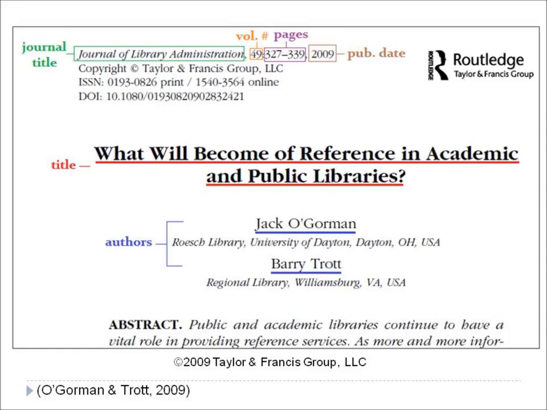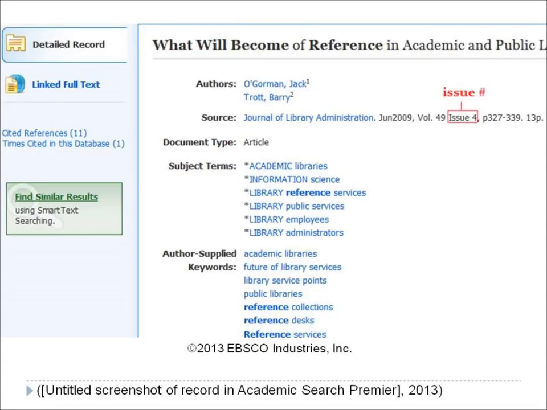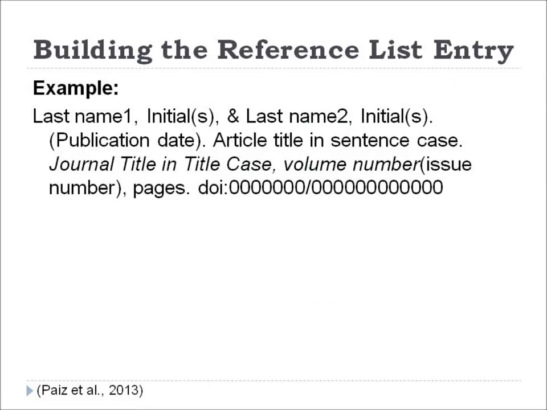the other information. If you cannot find all necessary information in the article, you can also look in the database entry for the article. As you can see, this Academic Search Premier entry contains all information for the article, including the issue number that was missing on the first page. Again, we build our reference list entry.